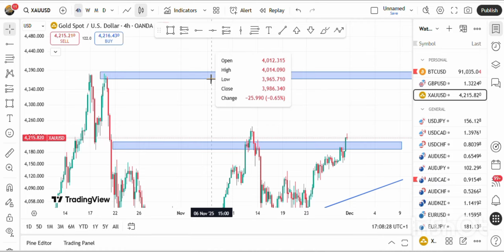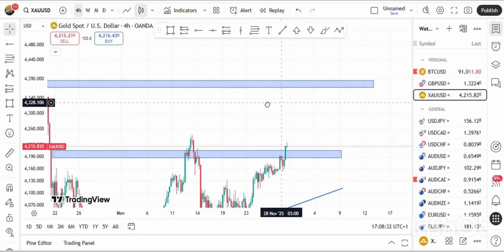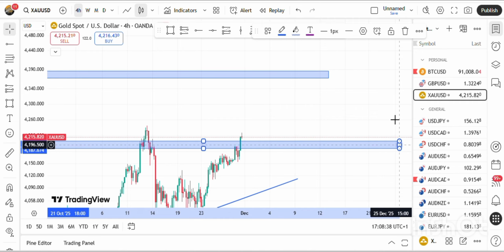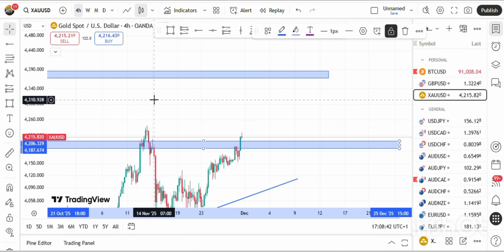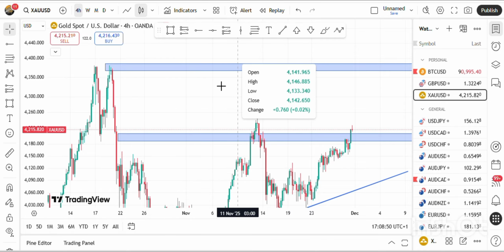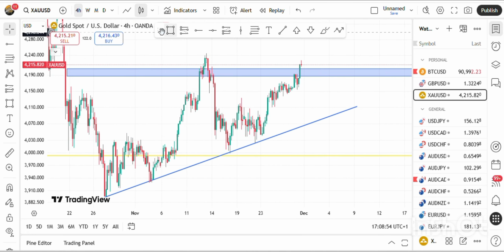Now let's lock this so that we don't have it moving around. Okay, so that's one level and this is another level. Just extend this quickly. Great, that's another level. So what we are going to do, we are going to wait for it to give us a good trade. So wait for it to give us an entry.